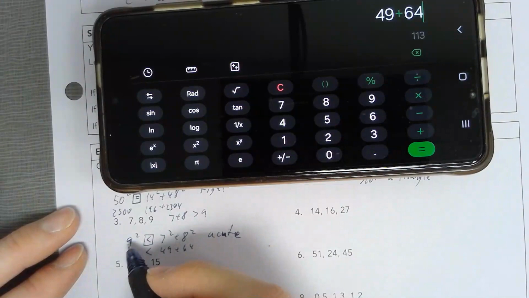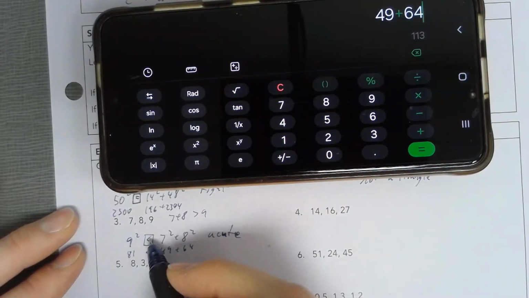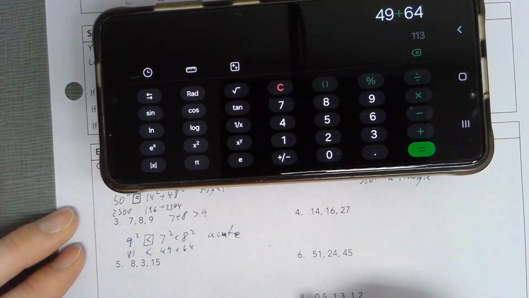Because remember, if c squared is equal to a squared plus b squared, then it's a right triangle. If c squared is less than a squared plus b squared, it's an acute triangle.